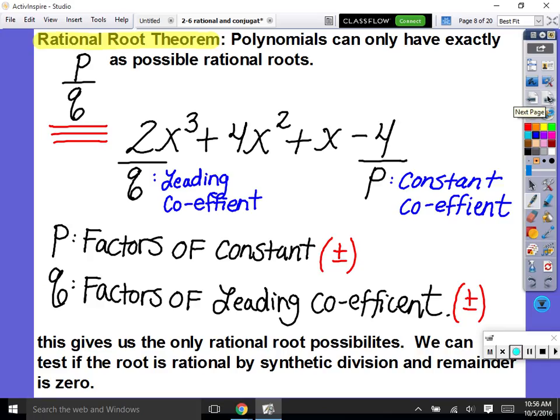Okay, so here's the rational root theorem. We're just going to get started right away with it. So if you need to take a picture of it or whatever, this video is posted. Right now it's not going to make sense until we actually practice it. But you're going to want to pay attention here.